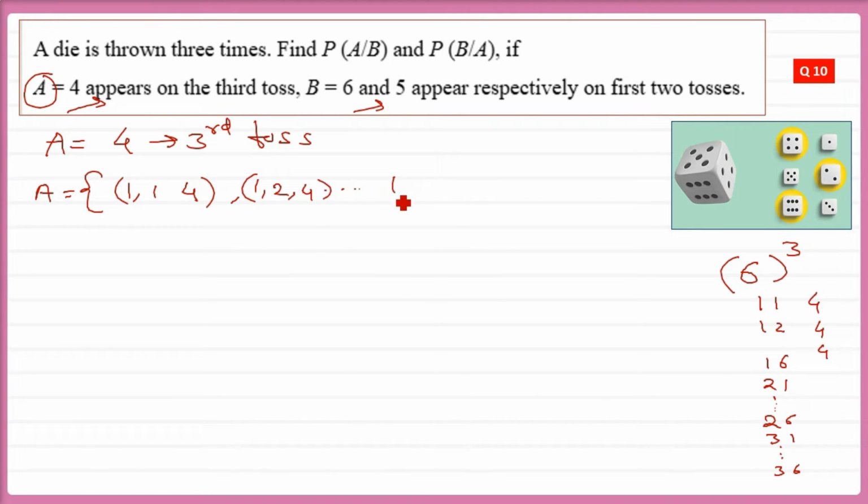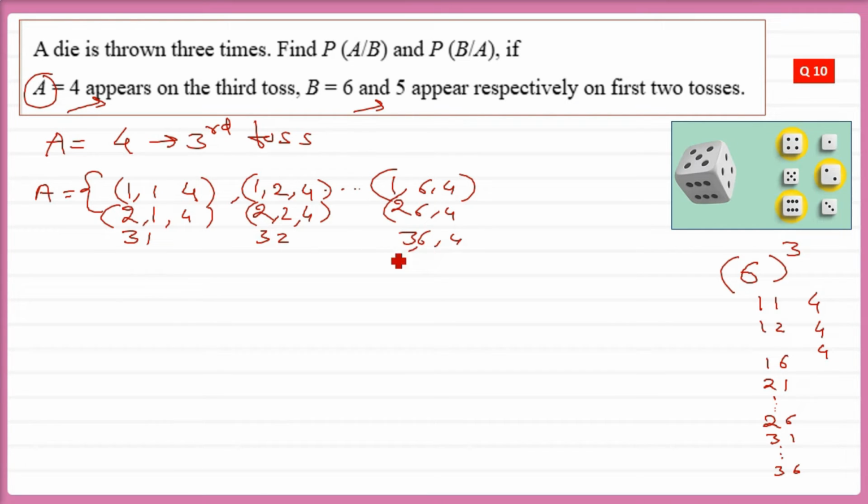I hope you understand. 1,1,4; 1,2,4; 1,3,4; 1,4,4; 1,5,4; 1,6,4. Then 2,1,4; 2,2,4; 2,3,4; 2,4,4; 2,5,4; 2,6,4. So every row has 6 elements. Again, 3,1; 3,2; 3,3; 3,4; 3,5; 3,6. Why am I not speaking about 4? Because 4 has to come in the last one always. A die is thrown 3 times. The third time 4 should appear. So the first and second options are free to us. So I'm writing all of these in short just to make you understand.